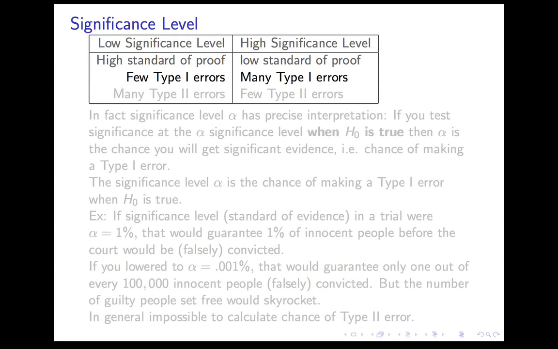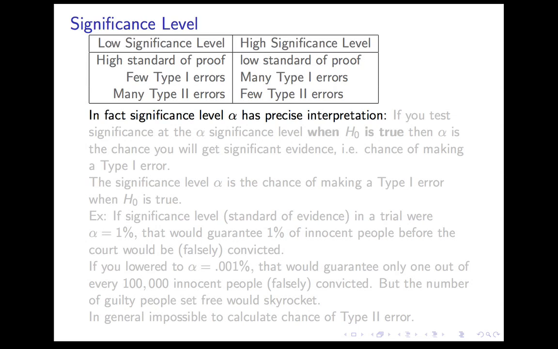So that means the low significance level, like the courtroom trial, has few type 1 errors, whereas the high significance HIV situation has many type 1 errors. But the trade-off is that the courtroom trial, with low significance, has many type 2 errors, whereas the high significance has few type 2 errors.